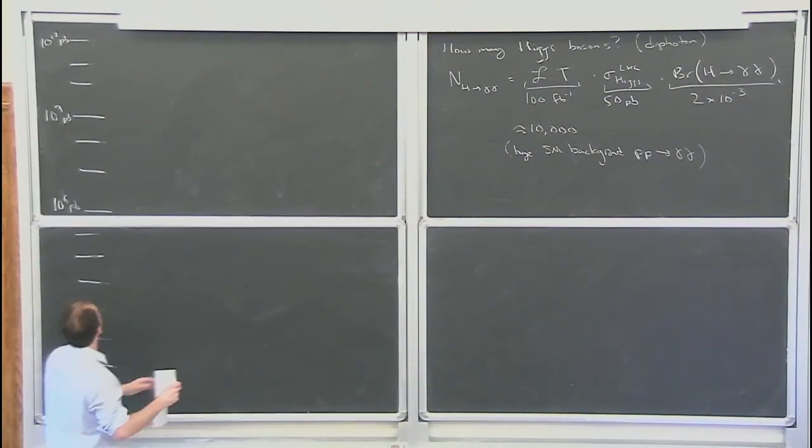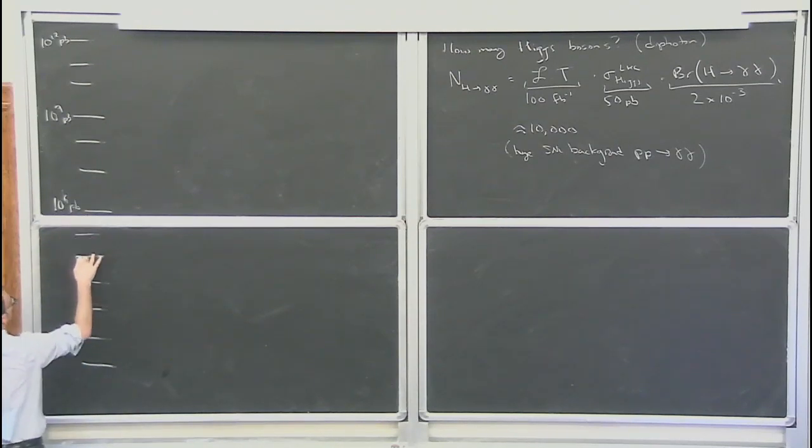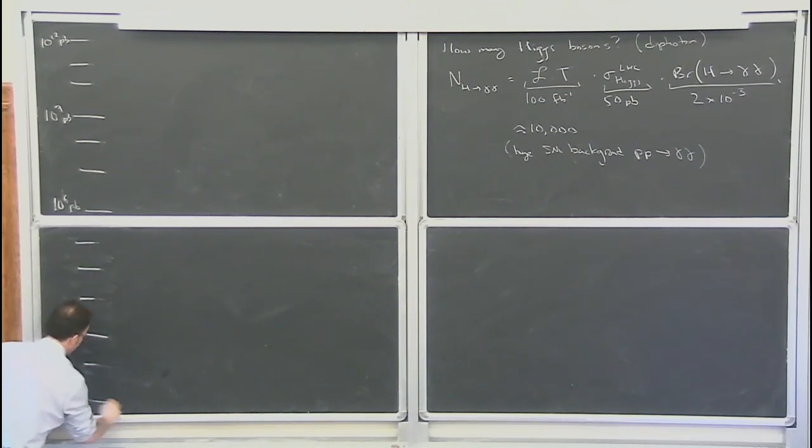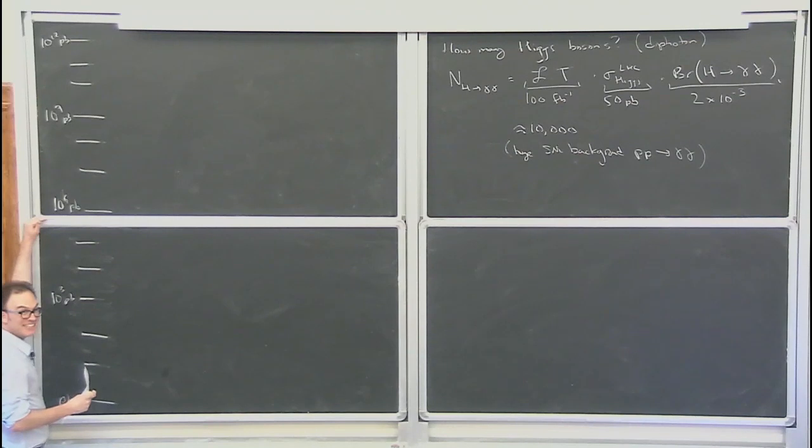Now I'm paranoid. Did I do enough? 6, 5, 4. Let me redraw these to make them. Okay, so if I did this right, this should be a picobarn. This should be 10 to the 3 picobarns. And then at the split in the board, that should be 10 to the 6. So hopefully I did that right.